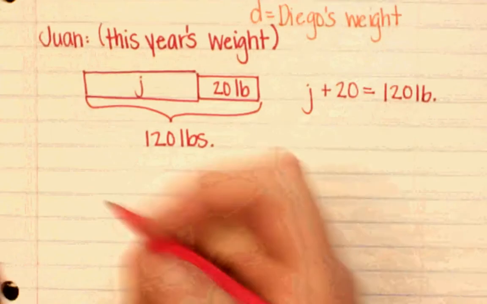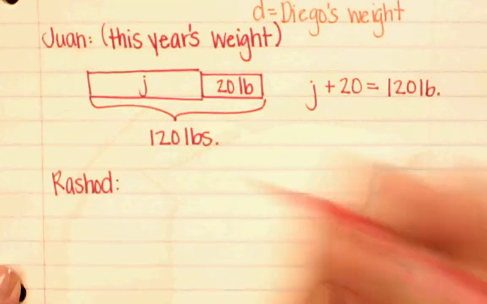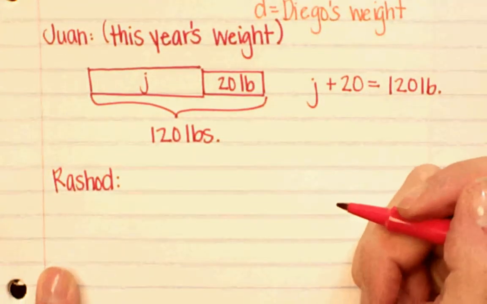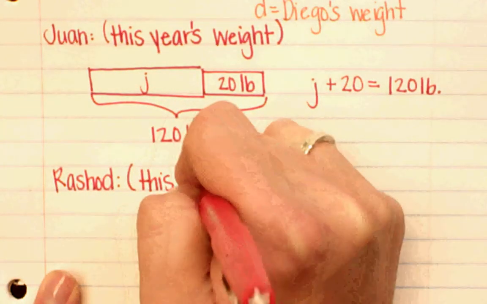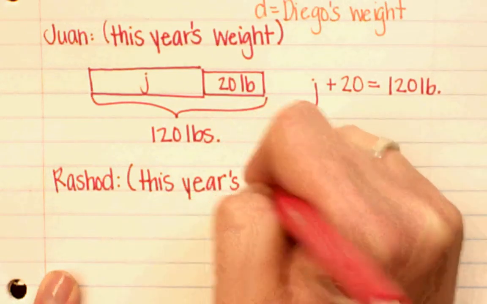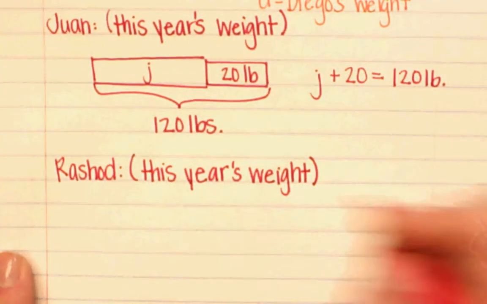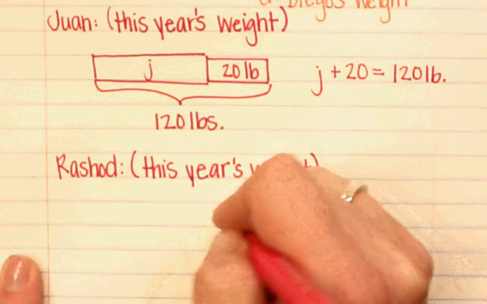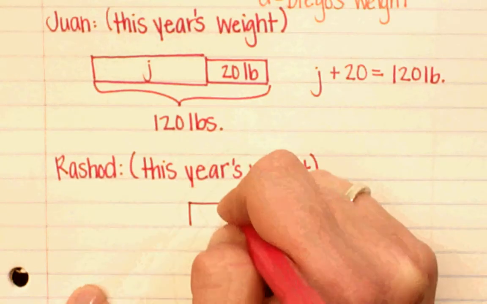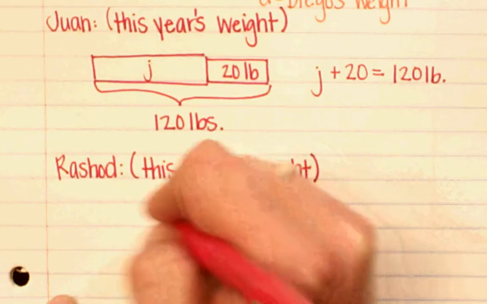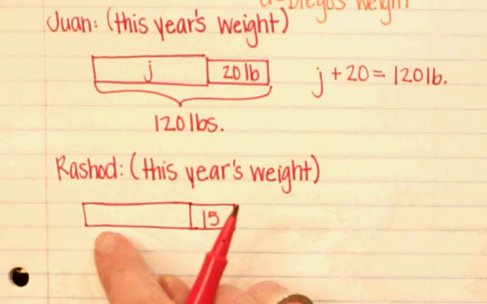Okay, now we're going to look at Rashad, and we're going to look at Rashad's weight this year. Okay, I know that Rashad is 15 pounds heavier than Diego. So he has 15 pounds right here, and then Diego is X amount more, but we don't really know how much. So what could I put there?